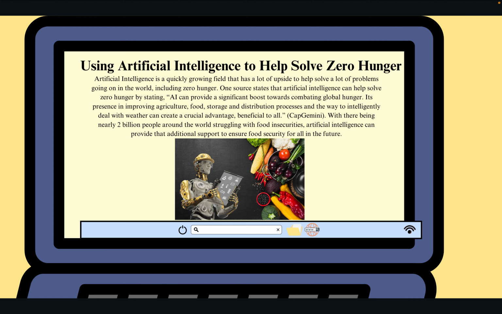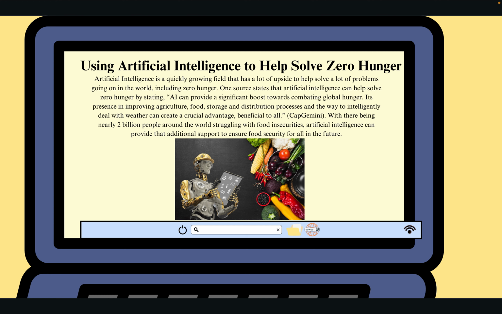Next, how can using artificial intelligence help to solve zero hunger around the world? Artificial intelligence is a quickly growing field that has a lot of upside to help solve a lot of problems going on in the world, including zero hunger. One source states, "AI can provide a significant boost towards combating global hunger. Its presence in improving agriculture, food storage, and distribution processes, and the way to intelligently deal with weather can create a crucial advantage beneficial to all."